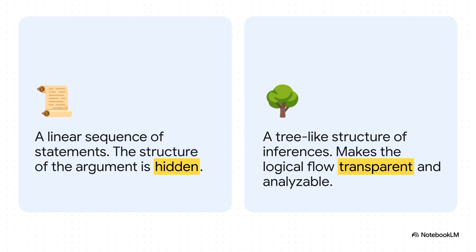See, before Gentzen, proofs were basically just a straight line of statements. You checked that step 2 followed from step 1 and 3 from 2, but you couldn't really see the big picture. But Gentzen came along and introduced these new systems that let you see a proof as a kind of tree, with the assumptions as the roots and the conclusion as the trunk. All of a sudden, the entire logical flow became transparent and something you could actually analyze.